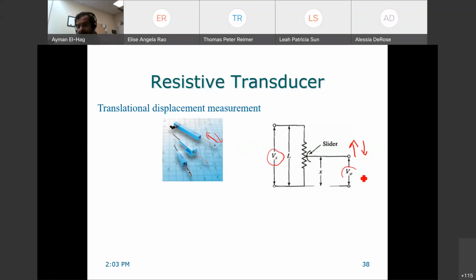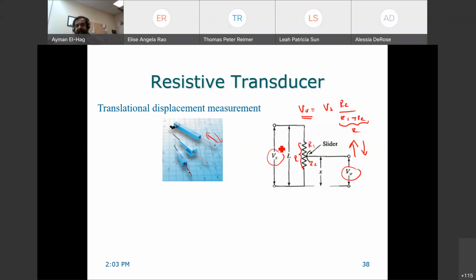So what I am measuring here is another voltage. When you look carefully, this is basically a voltage divider. So this is your Vs, and if this is your R1 and this is your R2, then your V out is nothing but Vs times R2 divided by R1 plus R2, which is R, the total resistance here. So now, when the slider goes up, R2 will increase, so V out will increase.